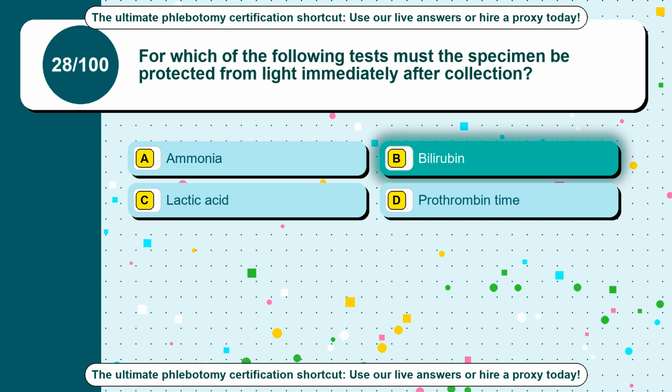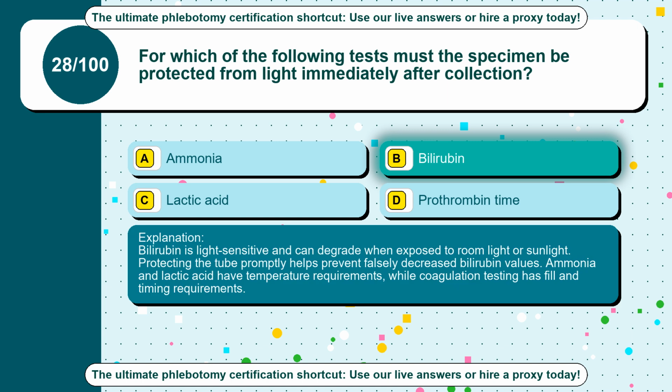The correct answer is option B, bilirubin. Bilirubin is light sensitive and can degrade when exposed to room light or sunlight. Protecting the tube promptly helps prevent falsely decreased bilirubin values. Ammonia and lactic acid have temperature requirements, while coagulation testing has fill and timing requirements.